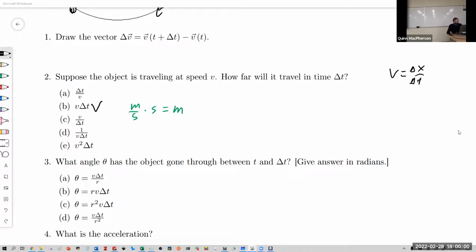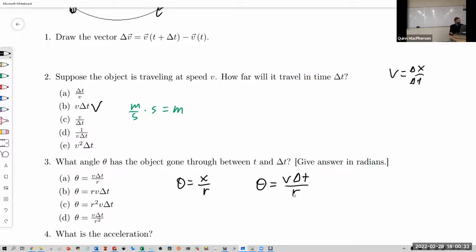Okay, so what was our equation? We said theta is equal to x over r. So theta is equal to the distance, which is velocity times delta t, over the radius. It comes from the definition of a radian: distance around divided by the radius gives you the angle in radians. So the angle in radians is the velocity times the change in time over the radius.